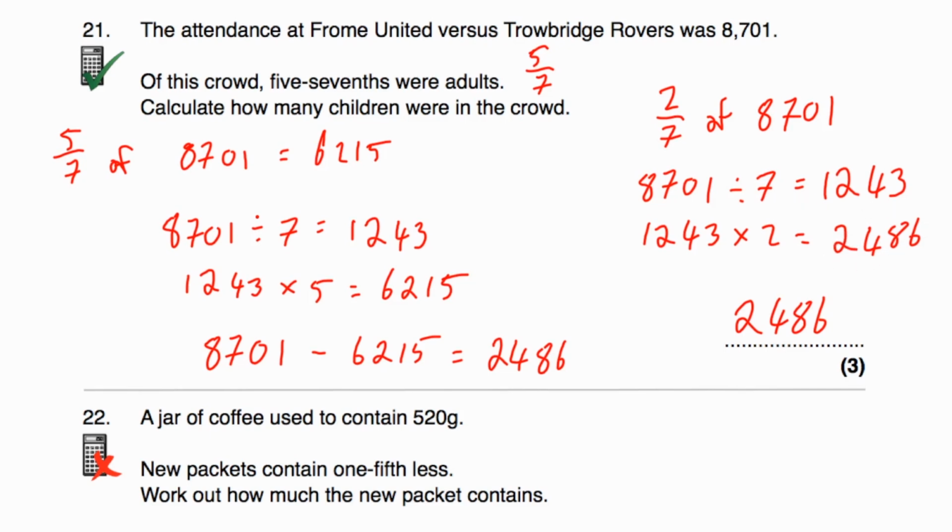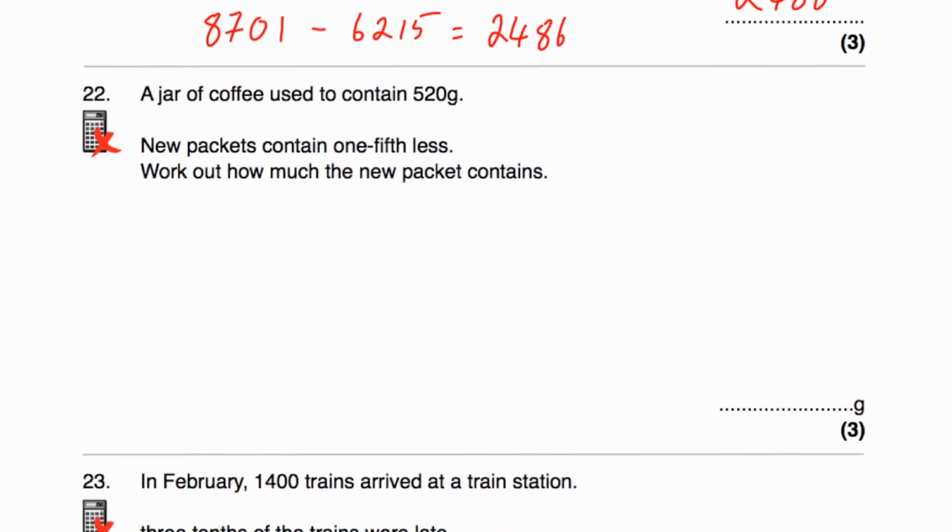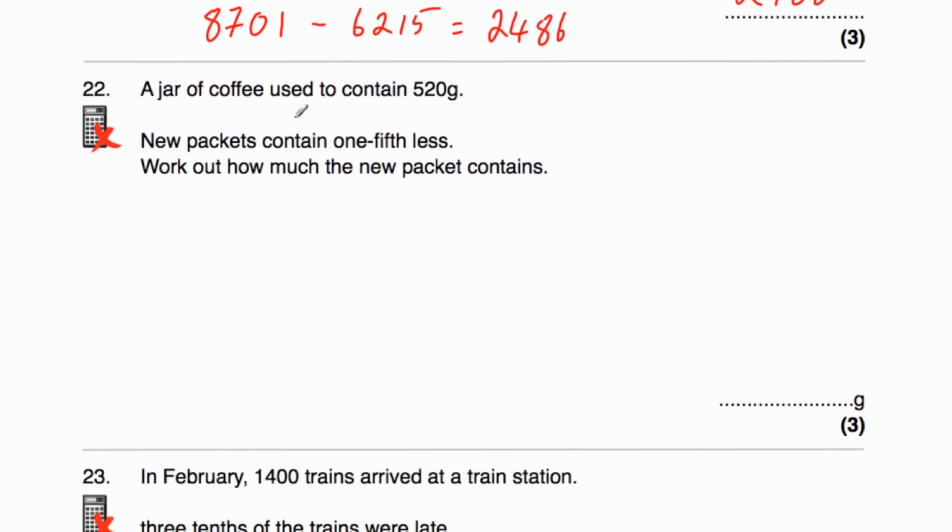Okay, let's have a look at our next question, question number 22. So question number 22 says, a jar of coffee used to contain 520 grams. The new packet contains 1/5 less, so they're shrinking the size of the packet. And we've been asked to work out how much the new packet contains. So the new packet contains 1/5 less. So if we can work out 1/5 of 520 grams, we can then take that away to see what's left, so how much is in the new packet.